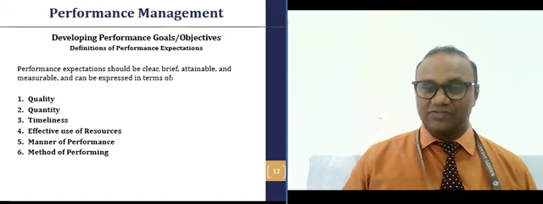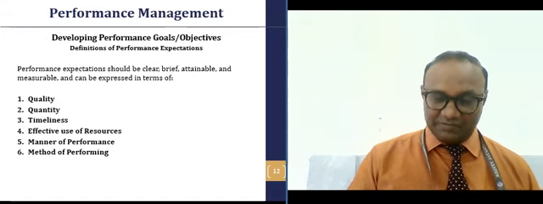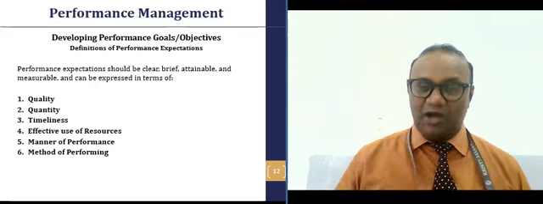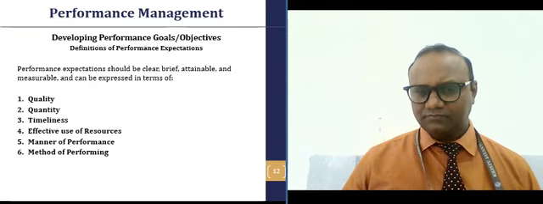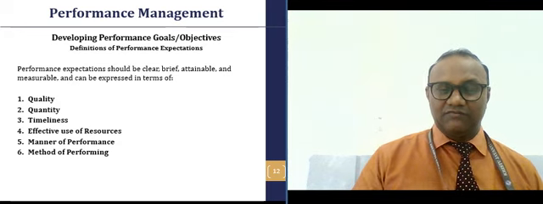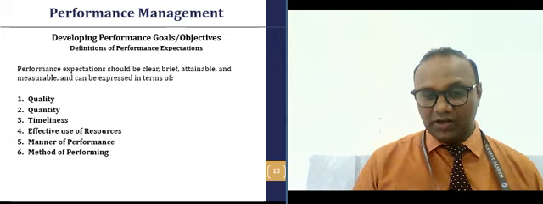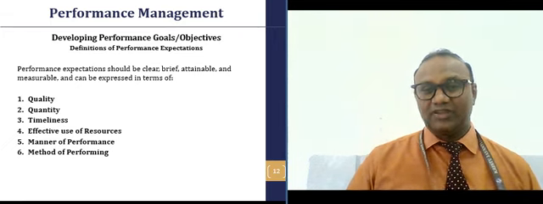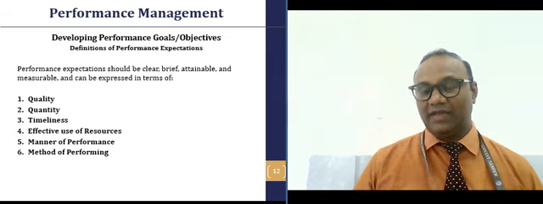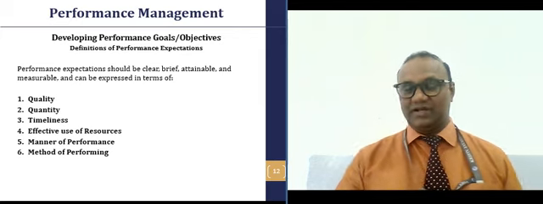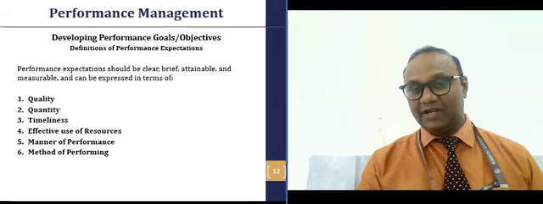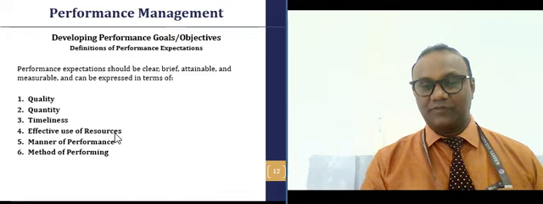When we set goals and objectives, we've got to make sure that the goals are specific, measurable, attainable, time bound, and relatable to whatever the employee is going to be doing. So the various metrics that we look for are the quality and quantity of the job, timeliness of the job, the effective use of resources, the manner in which the performance has to be undertaken, and finally the method of performing. What's the right way of doing the job should also be explained, oriented, and clarified to the subordinate.